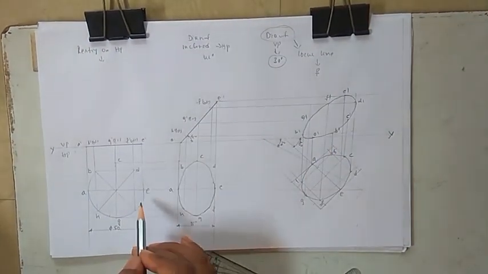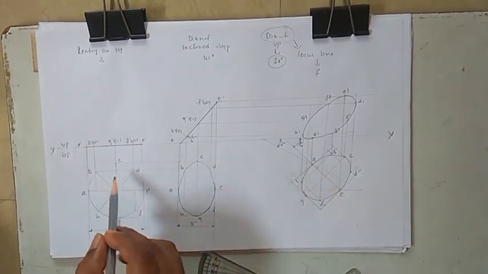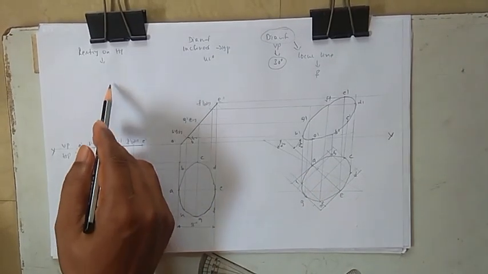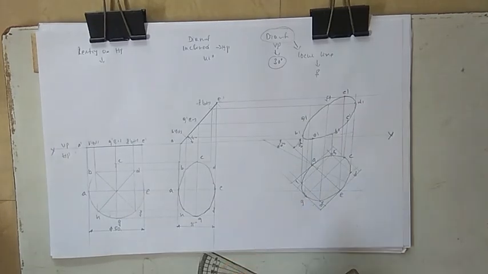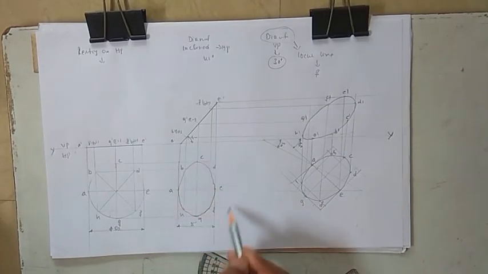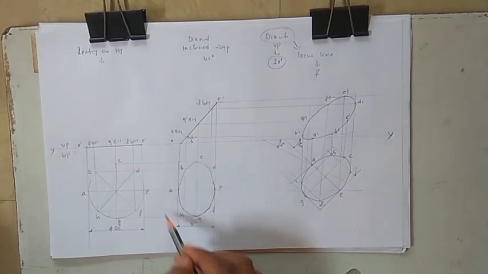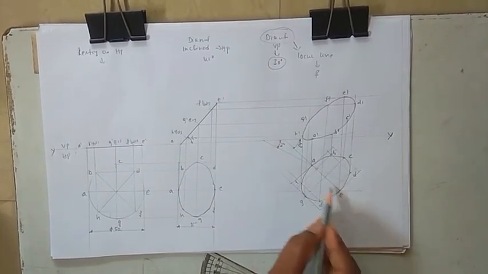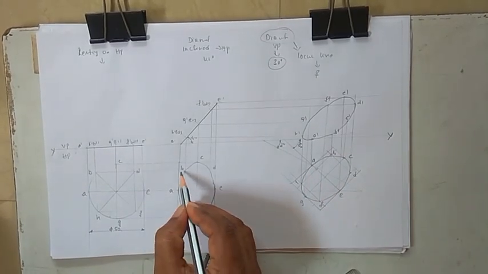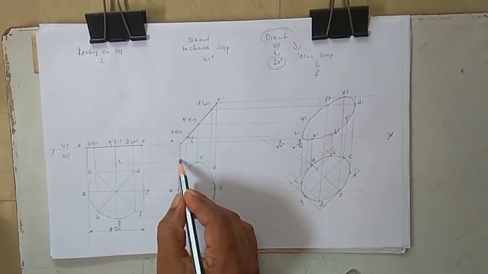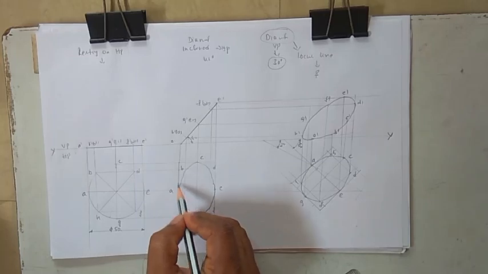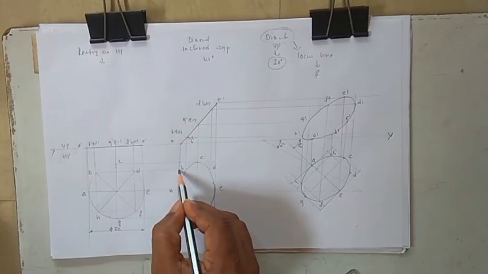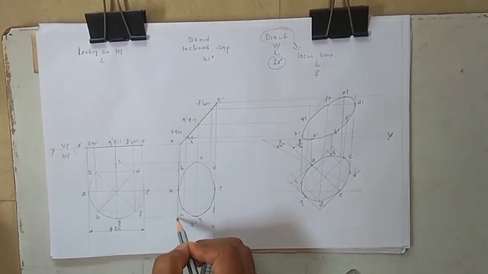If it is resting on the VP and inclined to the HP, this circle will move here and we repeat the same steps. The important thing here is reproducing this one. What we have done: we have taken AE first, then measured the distance from each point to the next. Don't take arcwise, take it on the straight lines. This again will remain the same.